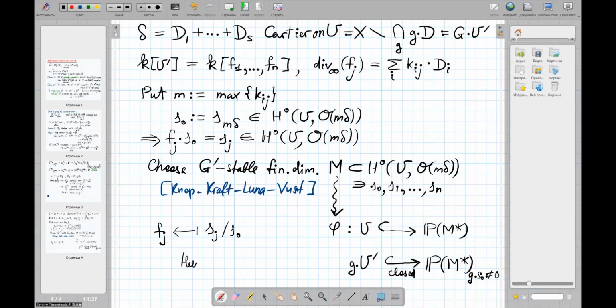So hence, U is quasi-projective. It is embedded in a projective space. It is the quasi-projective, G stable open neighborhood of X, the one which we have looked for. This ends the proof of Sumihiro's theorem. So the proof is complete.